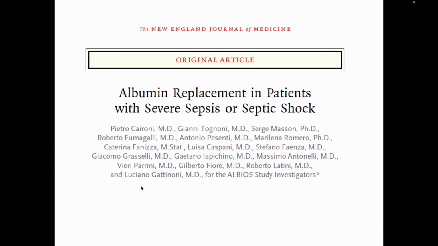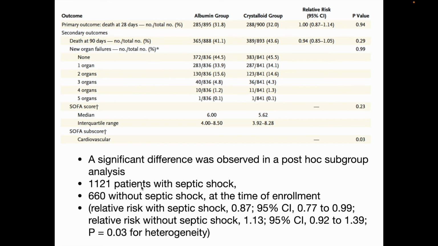The next was albumin replacement in severe sepsis or septic shock. This was not a resuscitation trial. This was basically to maintain a level of albumin by infusing albumin. In this, a significant difference was observed in the post-hoc subgroup analysis, done in 1,121 patients in septic shock. And here, they found an improved SOFA score and an improved cardiovascular SOFA subscore.